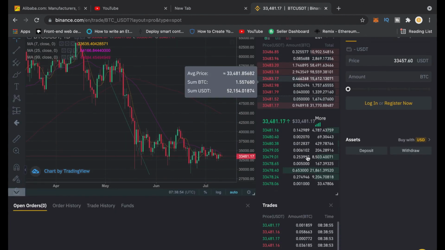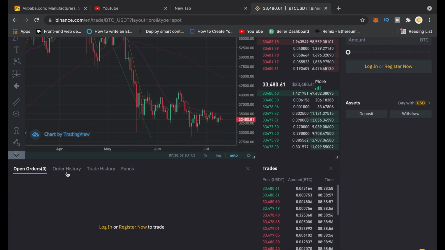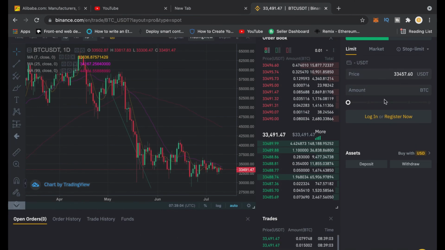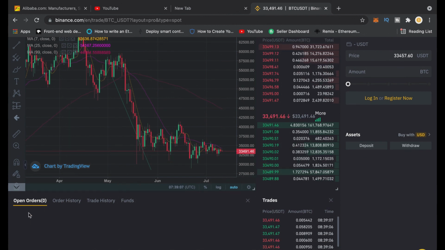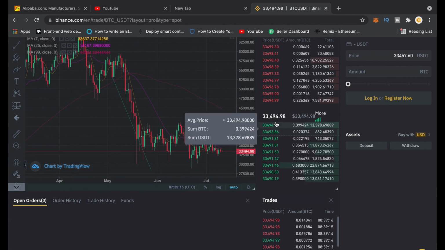Also this place is where you see your open orders. Whenever you shoot an order or create an order here to buy or sell, it comes here. Once it is executed, then you need to go to order history or trade history. Then funds show the movement of funds in the account, and that's all.